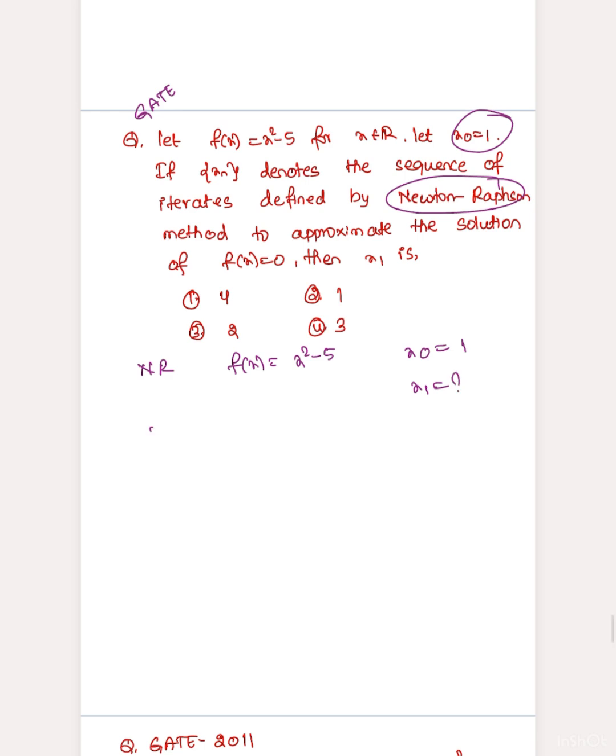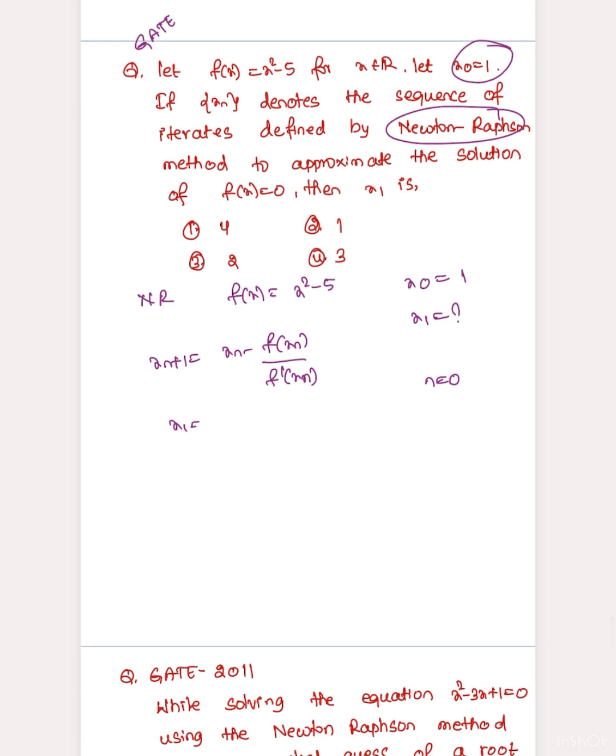So the general scheme for Newton-Raphson method is given by xn plus 1 is equal to xn minus f of xn divided by f dash of xn. So for n is equal to 0, to get the first approximation, x1 is equal to x0 minus f of x0 divided by f dash of x0. Here f dash of x is equal to 2x.